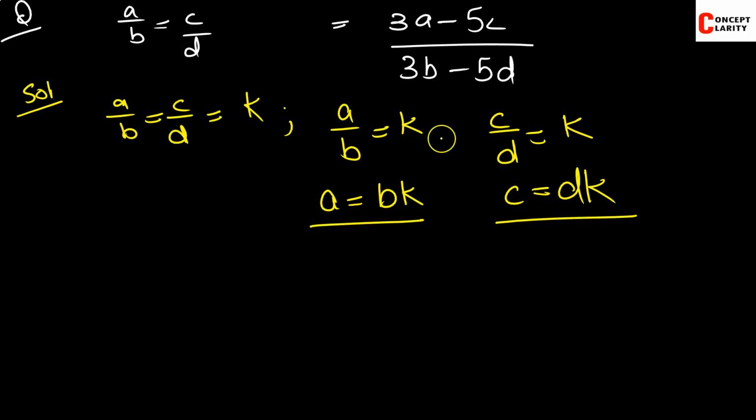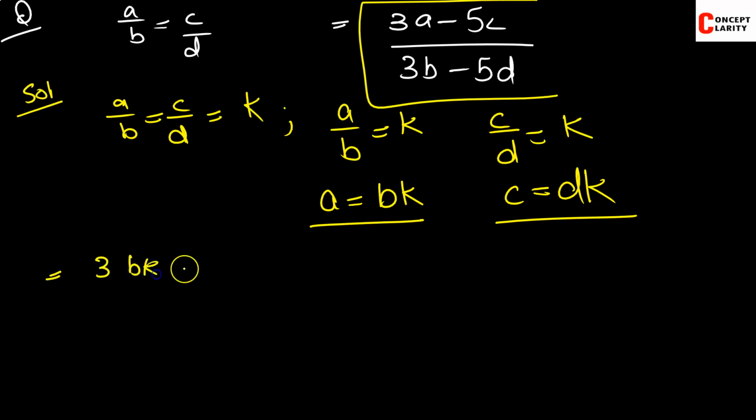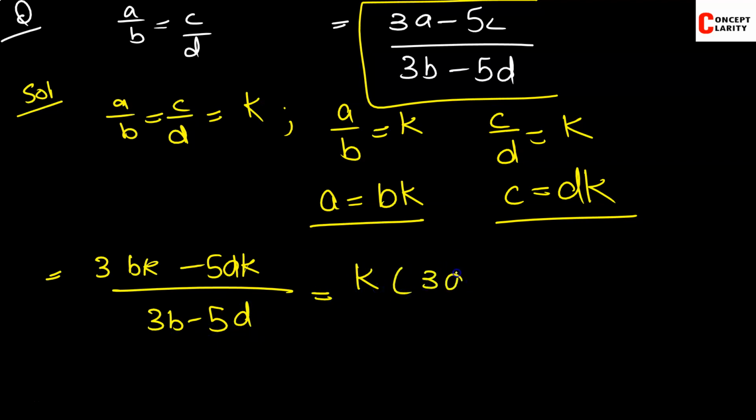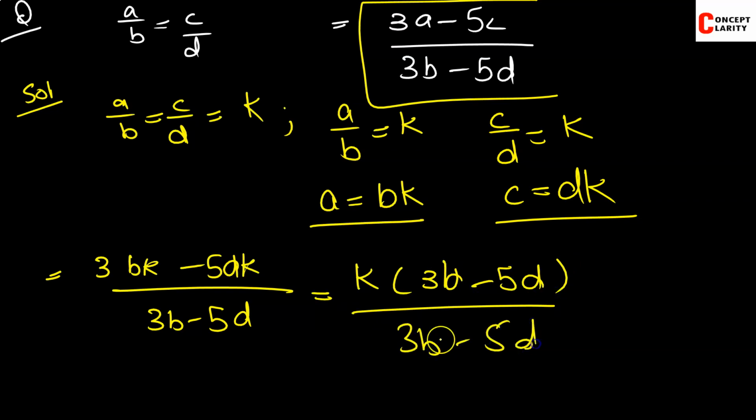Now what I have to do, I will just put the value of a and c in this given question. Now let me put the value again out here. So it will be 3bk minus 5dk, okay, upon 3b minus 5d. And let's take k common, so it will be k times 3b minus 5d upon 3b minus 5d. So this gets cancelled out and we get k.